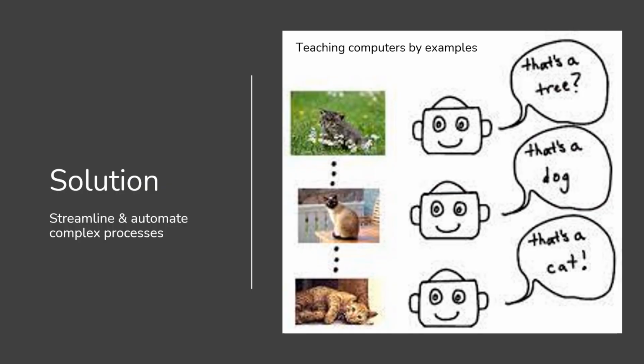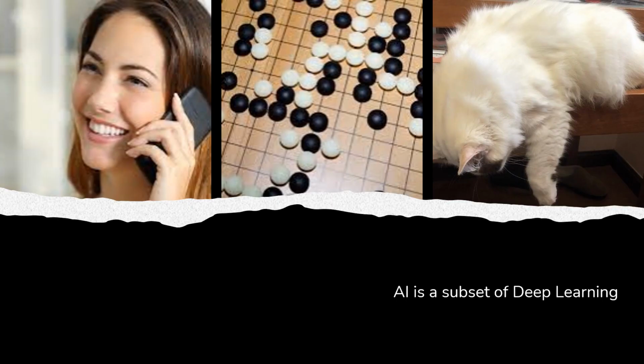The solution is to streamline and automate complex processes, but how can we do this? We need to teach computers by examples. We need to cover a variety of images, for example, of cats, to make sure that we have a better recipe to answer our question. As we said, deep learning and neural networks come together to solve complex problems in AI and also to provide better solutions. Then AI in future can be seen as a subset of deep learning.